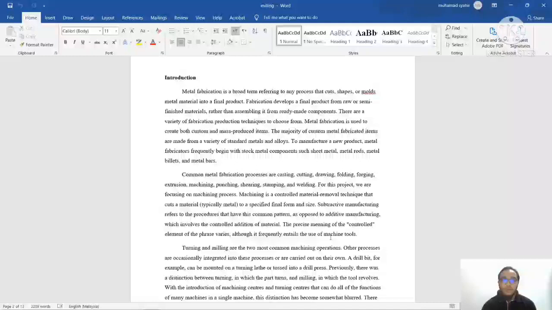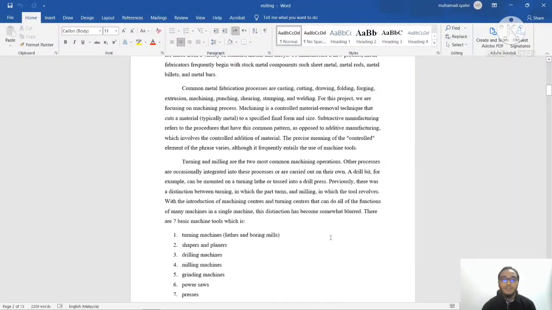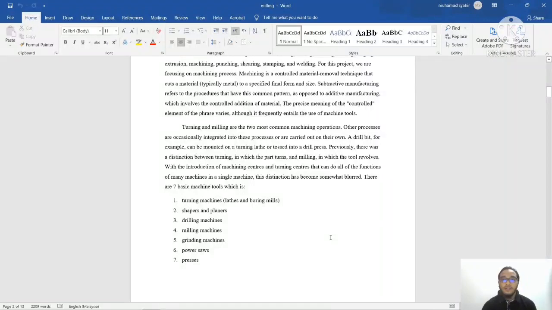For this project, we are focusing more on the machining process. What is machining? Machining is a controlled material removal technique that cuts a material, typically metal, to a specific final form and size. Examples of metals that we use are aluminium, brass, or maybe stainless steel, and more. The most common machining operations are turning and milling.